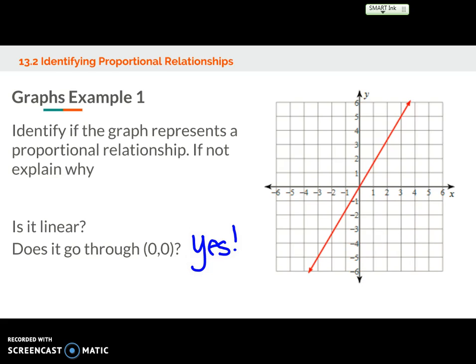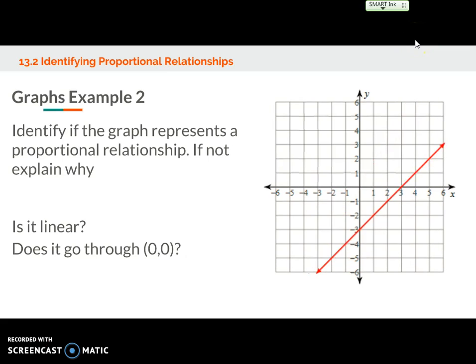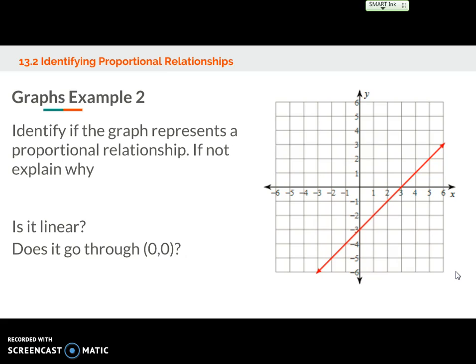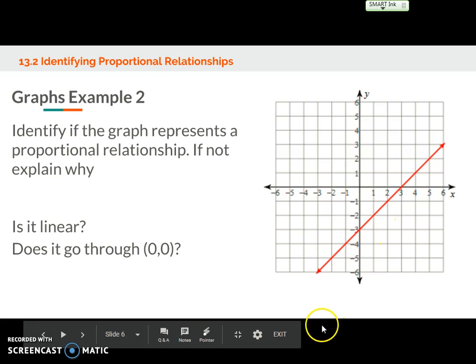Okay, so if it's a yes, I don't have to go any further. I'm done. All right, let's try the next one. Identify if the graph represents a proportional relationship. If not, we have to explain why, right? So go ahead and make a graph again.